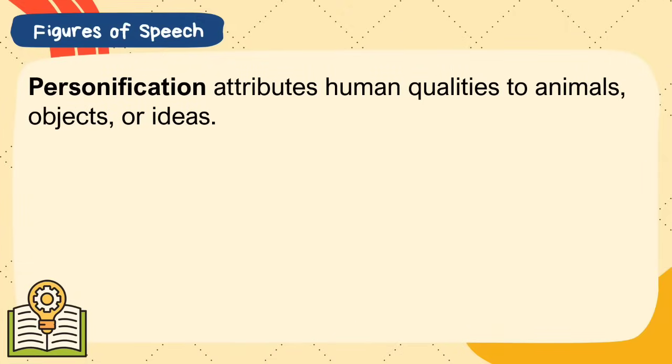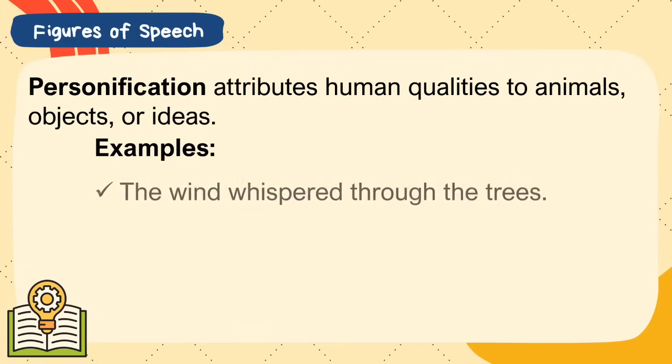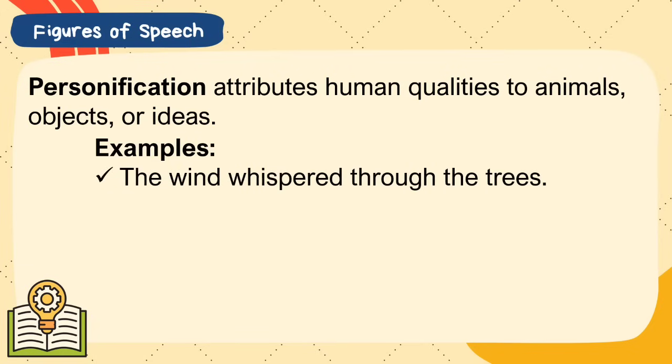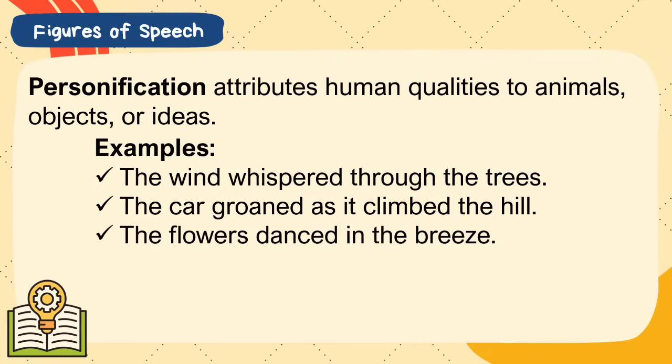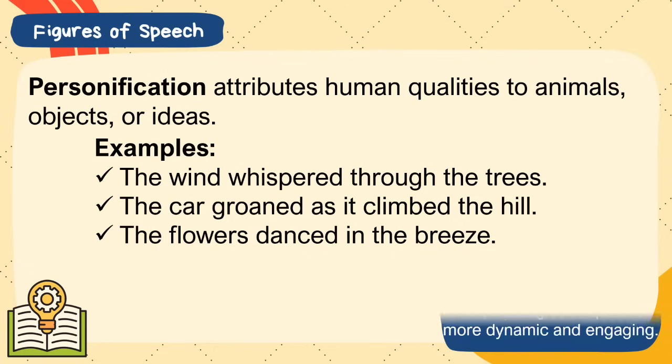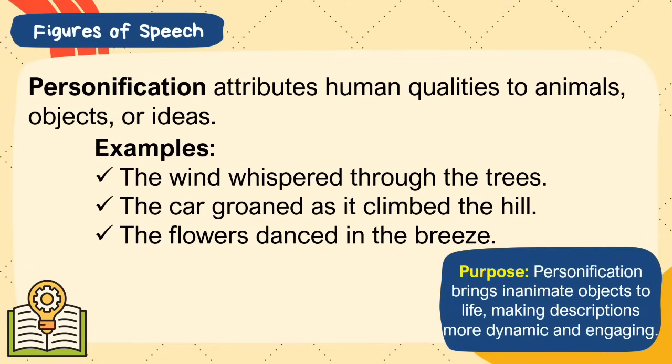Next, we have personification. Personification attributes human qualities to animals, objects, or ideas. For example, the wind whispered through the trees. The car groaned as it climbed the hill. And the flowers danced in the breeze. What's the purpose of personification? Personification brings inanimate objects to life, making descriptions more dynamic and engaging.